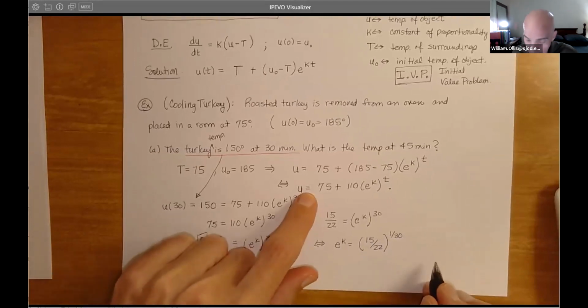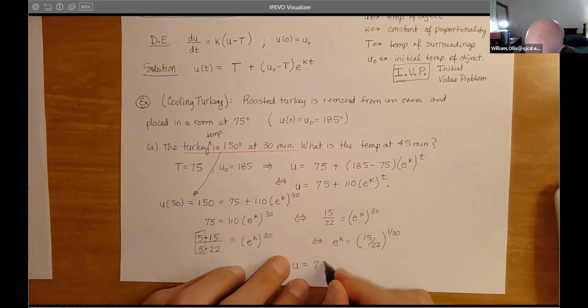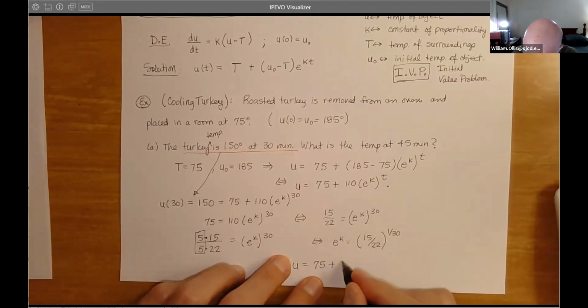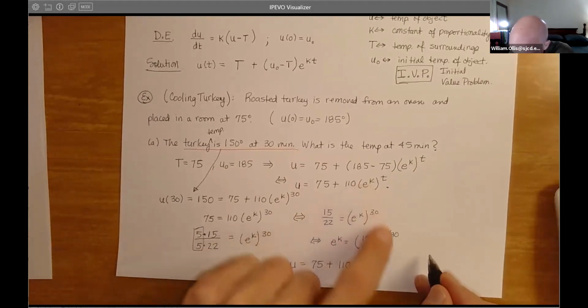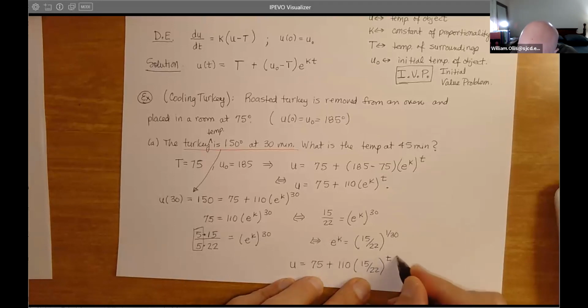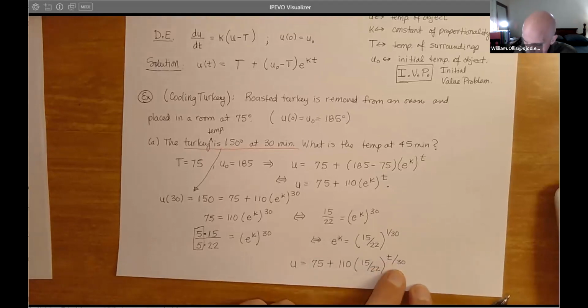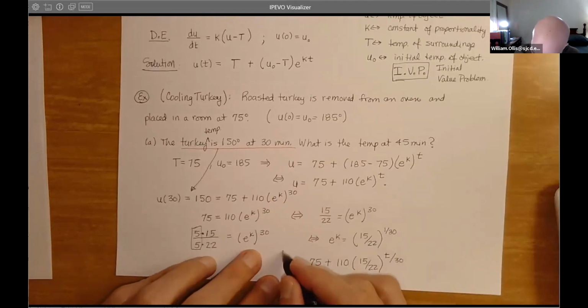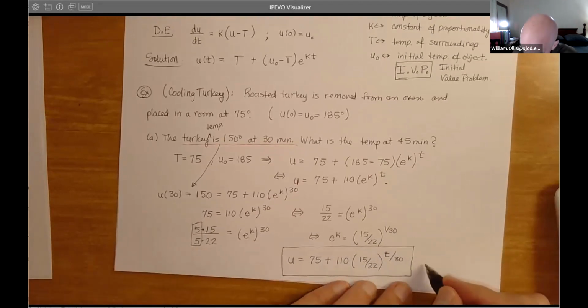So now we can substitute into the original solution curve. So u equals 75 plus 110. Now we'll just go ahead and substitute this in and then hit it with the t. So we've got 15 over 22 to the t over 30. So now you can see that when t is 30, this just gives you 1. And so you got 110 plus 75, which was 185. So that's a quick check that we did something correct. So here's our predictor.